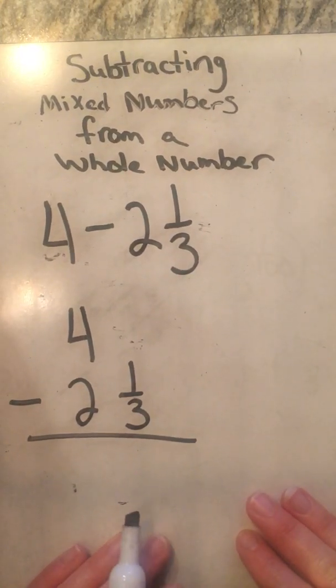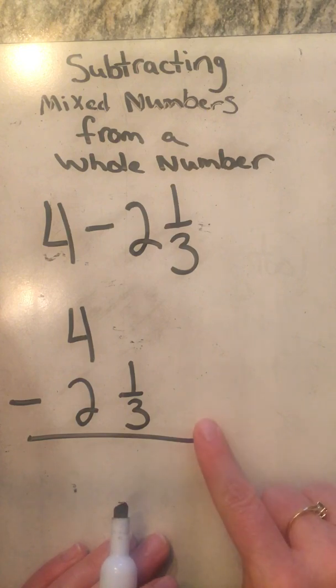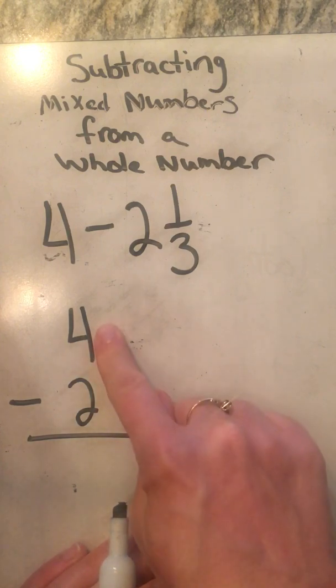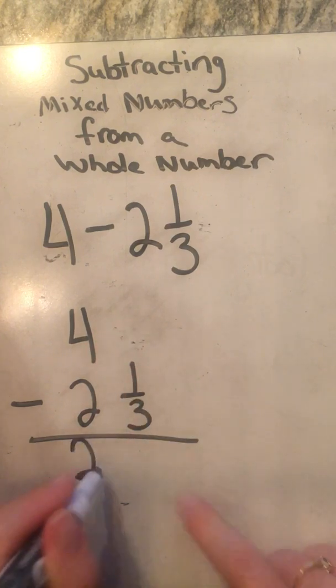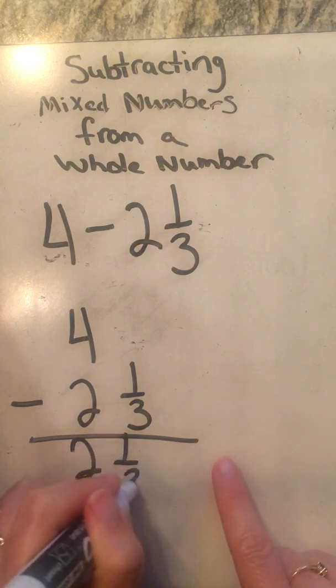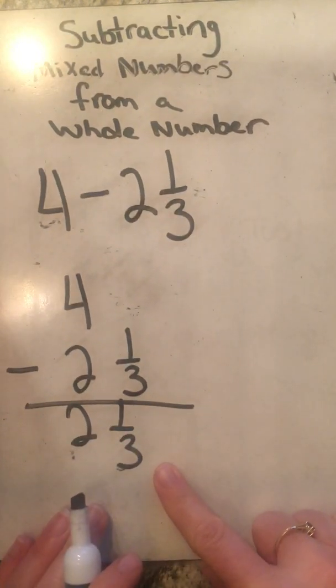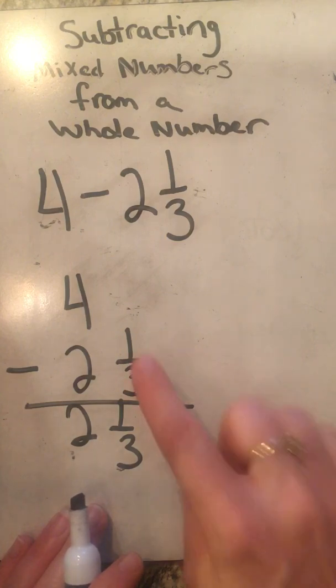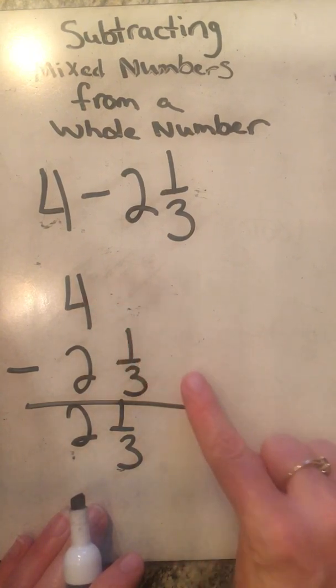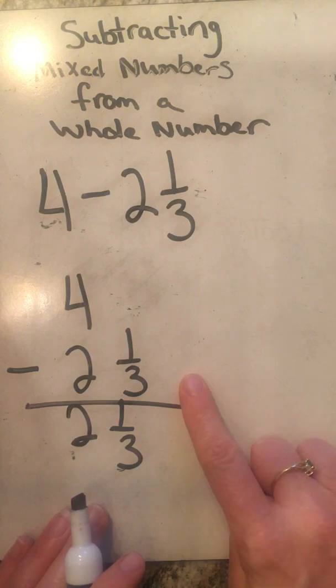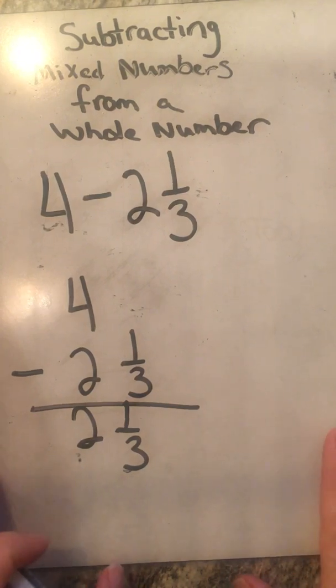Now, a common mistake that students make is to think, oh, I know what this is. Well, I just subtract 2 from 4, which is 2, and then 1/3 stays the same. So many people would think this is 2 and 1/3. That's not correct. Remember, we have 4 wholes, and we're trying to take 2 and 1/3 from that. So I'm going to go ahead and show you with a picture first of how this would look so you can see it visually.